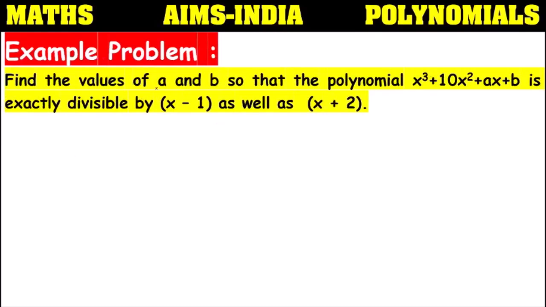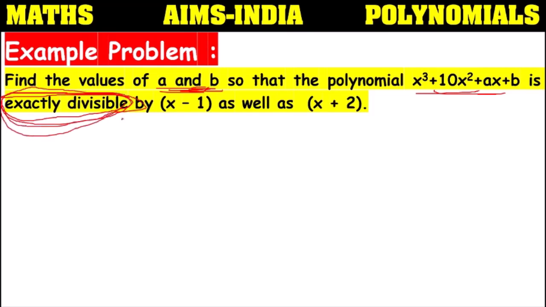Now find the values of a and b. So here two unknown values are there. And the given polynomial is exactly divisible. Exactly divisible means the remainder will always be 0, without any other remainder. It is exactly divisible by both x minus 1 and x plus 2. For the given polynomial, two divisors are there, and with the two divisors the polynomial is exactly divisible. Then we have to find the two unknown values.